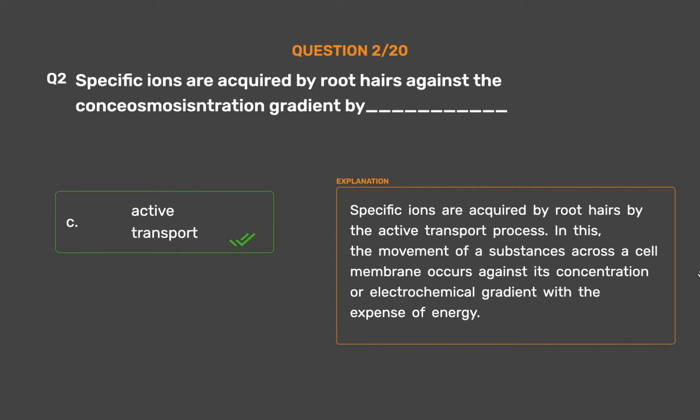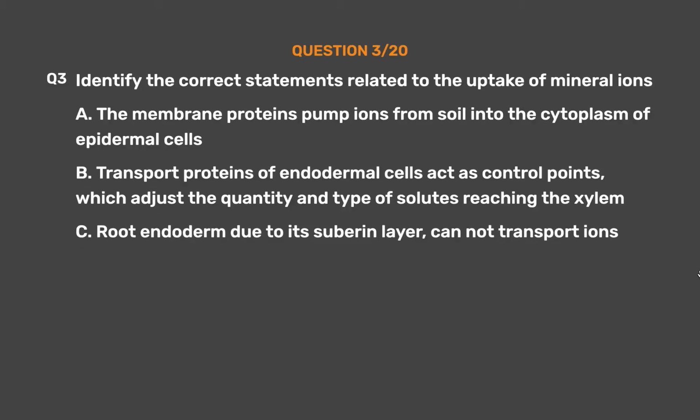In this, the movement of a substance across a cell membrane occurs against its concentration or electrochemical gradient with the expense of energy. Question number 3. Identify the correct statements related to the uptake of mineral ions. A. The membrane proteins pump ions from soil into the cytoplasm of epidermal cells. B. Transport proteins of endodermal cells act as control points, which adjust the quantity and type of solutes reaching the xylem. C. Root endodermis, due to its suberin layer, cannot transport ions.